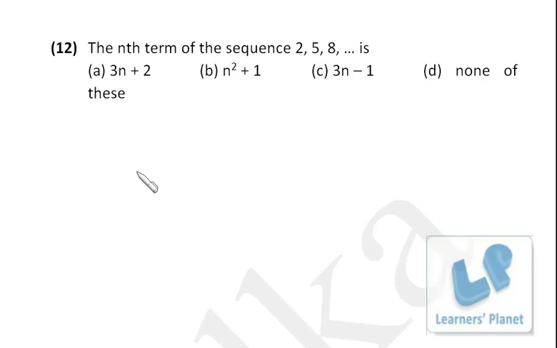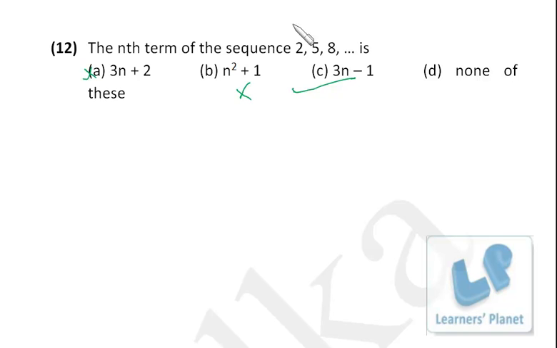So the first one is wrong. If you put n equal to 1, you'll get 5. Here, if you put n equal to 1 it will be 2, and if you put n equal to 2 you'll get 5. But if you put n equal to 3, you'll get 10 over here. So that's wrong. Here n equal to 1 gives 2, n equal to 2 gives 5, n equal to 3 gives 8. So this is the correct one. So that's pretty simple.